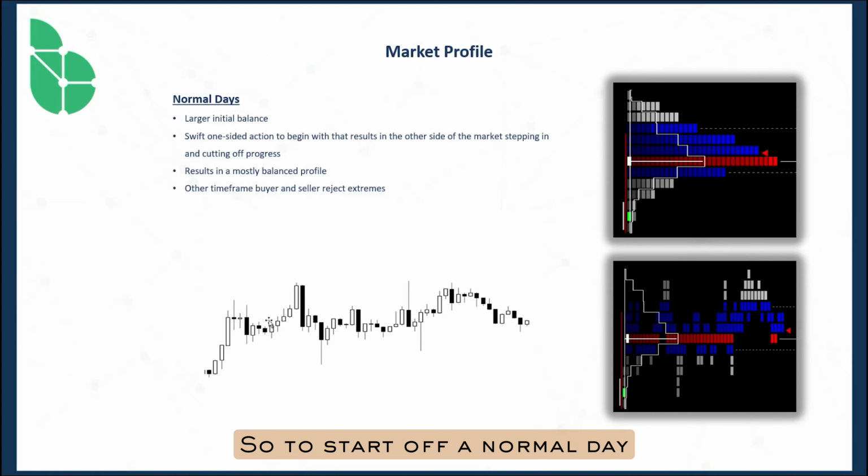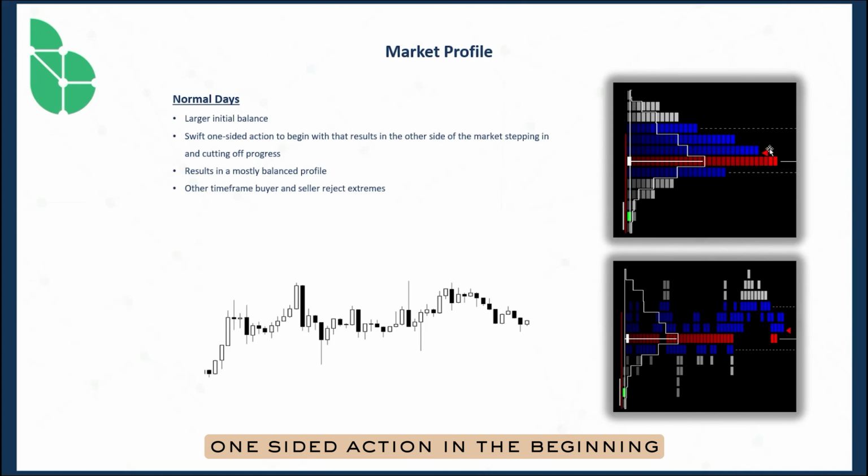So to start off, a normal day. A normal day appears to be pretty balanced, with the exception that the initial balance is normally pretty large. The initial balance is typically probably 70% of the entire profile. There is swift one-sided action in the beginning.